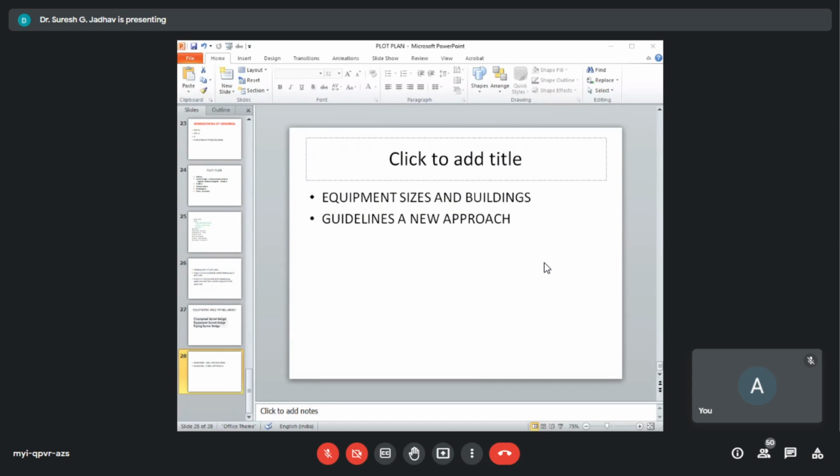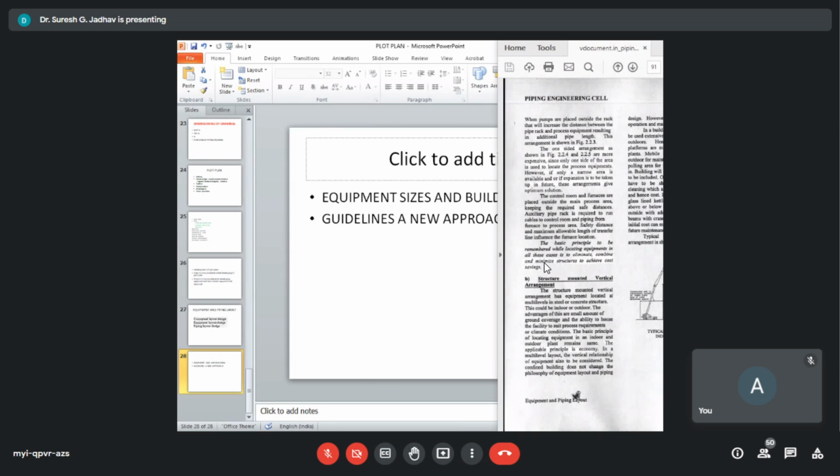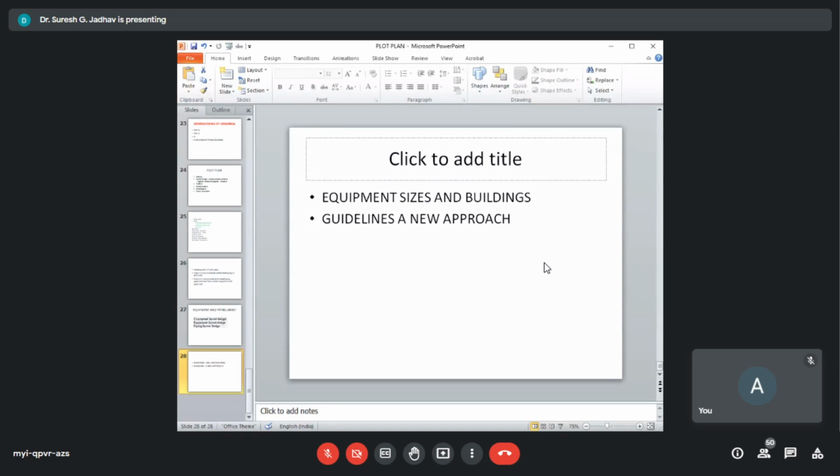So now, do you have any questions, any doubts? From equipment size and buildings, we then discussed the guidelines and new approach. In guidelines and new approach, we discussed the typical layout, and we considered different kinds of layouts: one is horizontal, another is vertical structure mounted layouts. If you have any questions or doubts, you can ask.